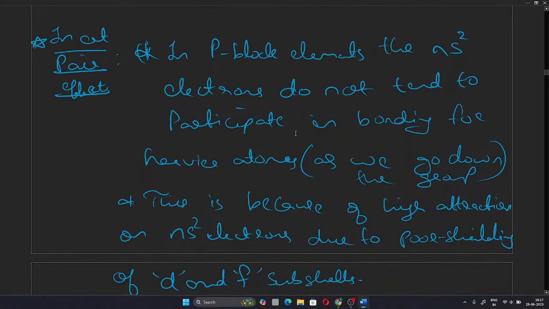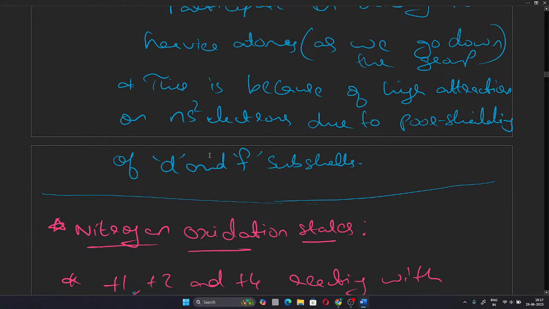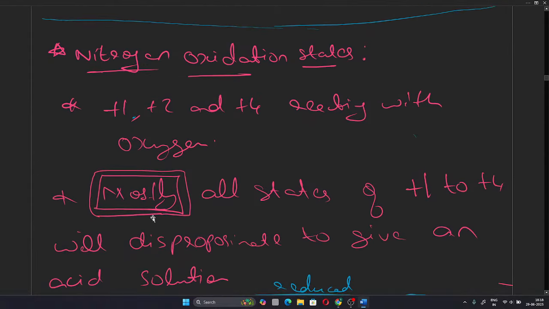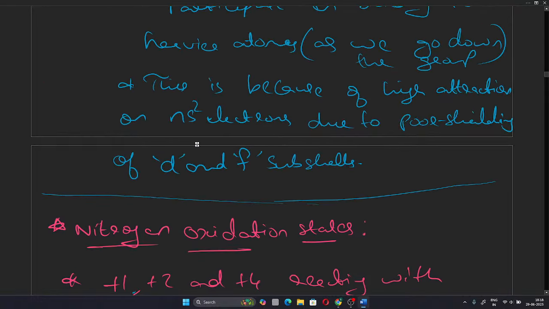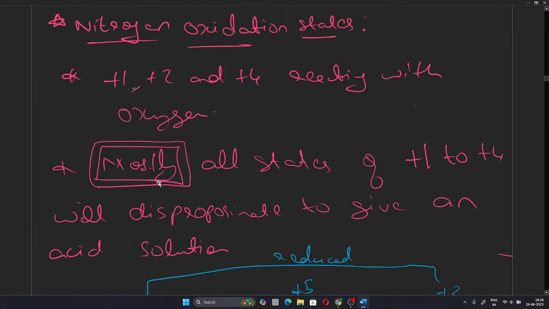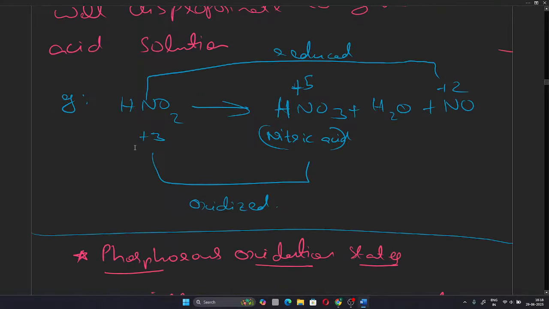Inert pair effect in p block elements: the ns2 electrons do not tend to participate in bonding for heavier atoms as we go down the group. This is because of the high attraction of ns2 electrons due to poor shielding by d and f subshells. Nitrogen shows oxidation states +1, +2, and +4 when reacting with oxygen. Mostly all states between +1 and +4 will disproportionate to give nitric acid solution, or others.